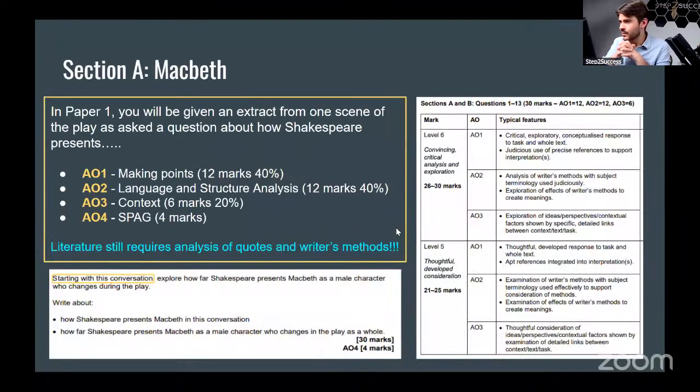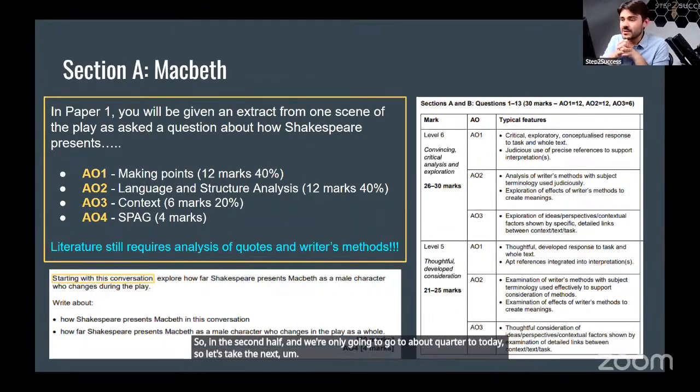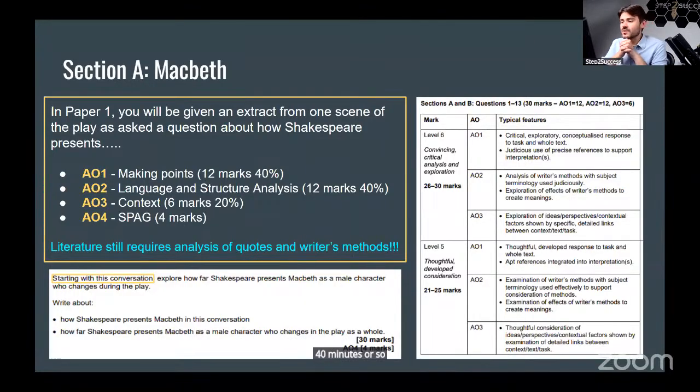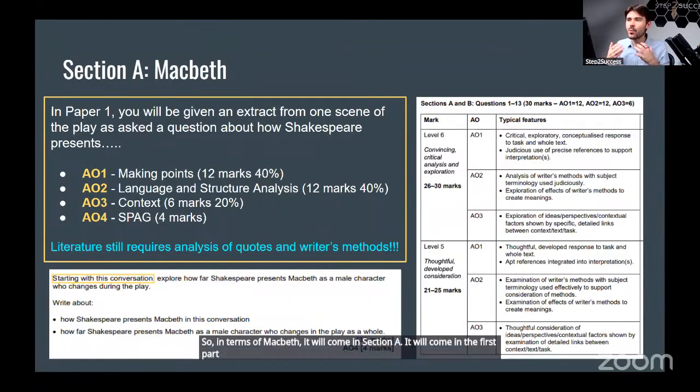Right then. Okay, thank you for everyone who stuck with me. So in the second half, and we're only going to go to about quarter to today. So let's take the next 40 minutes or so to go over what your literature exam will look like, firstly. In terms of Macbeth, it will come in section A. It will come in the first part of paper one of literature if you're doing AQA.